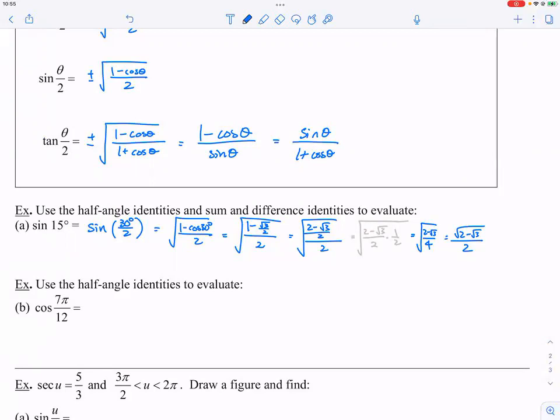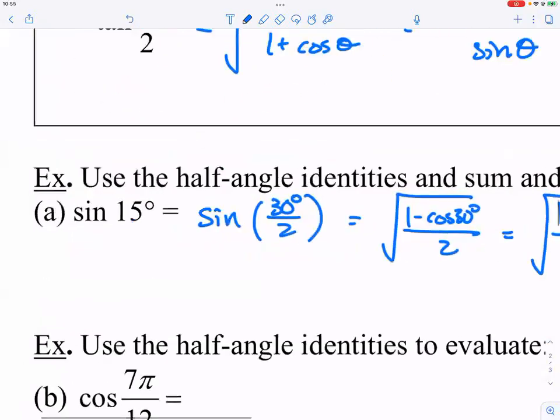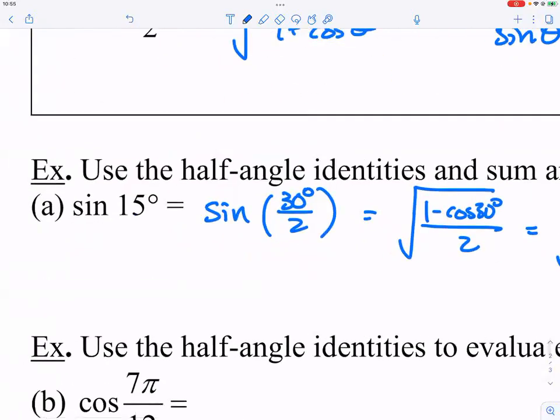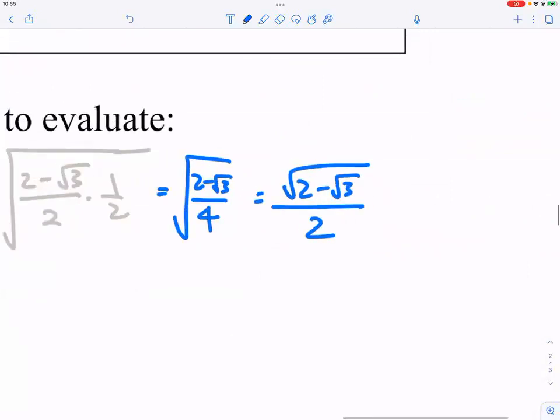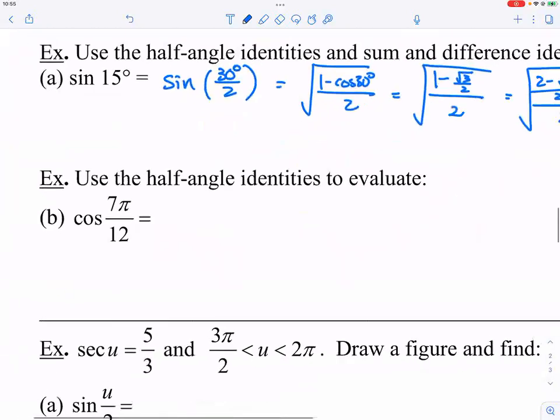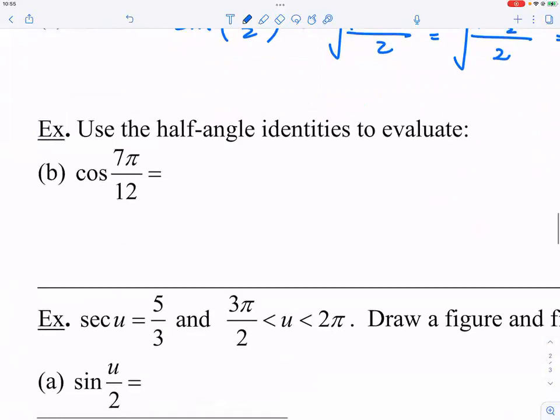Now, if you ask me for sine 15 degrees, would I prefer to do this with a difference of angle or this half angle? I probably would say the difference of angle will be better. Like 45 minus 30 will be better than this, because a square root underneath the square root is just messy.